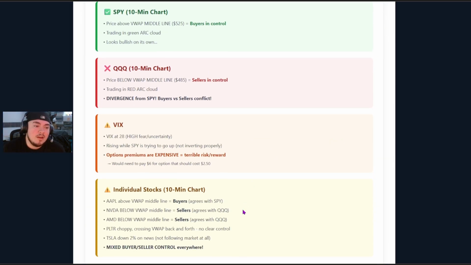Let's say you take a look at your VIX and VIX is at 28. There's high fear and uncertainty, right? You have markets not correlating. You have VIX super high, while SPY is trying to go up, not inverting properly. So it's showing you another divergence. Then option premiums are expensive, terrible risk to reward. You'd need to pay $6 for an option that should cost $2.50, or 250 cents, right?